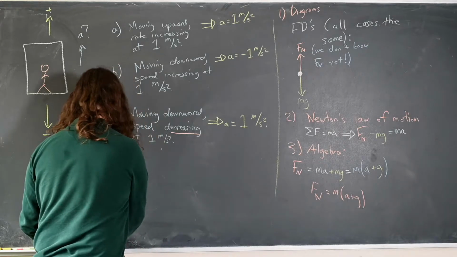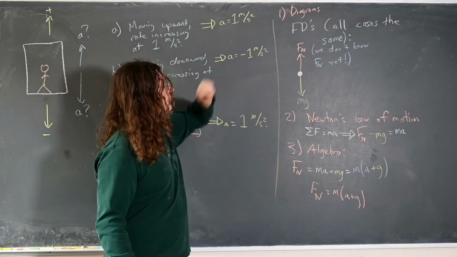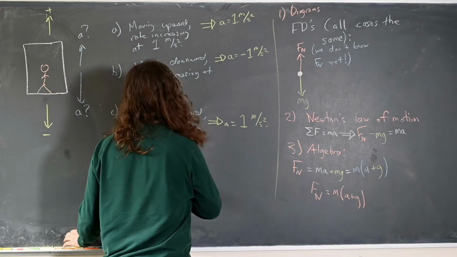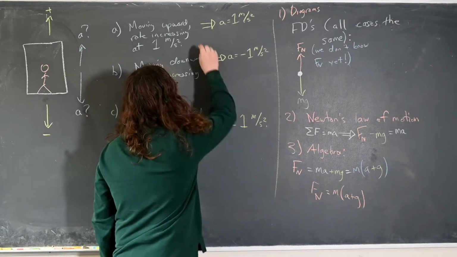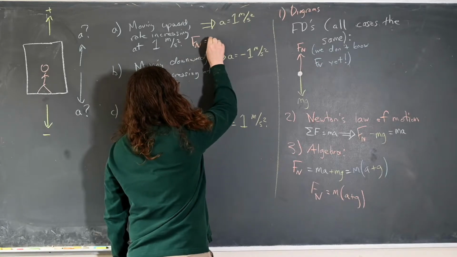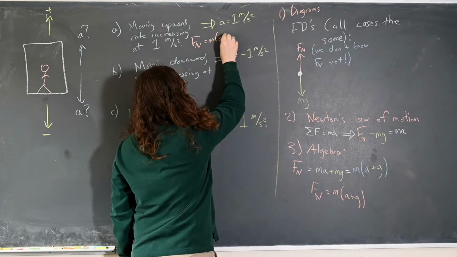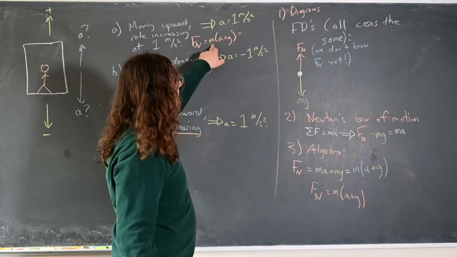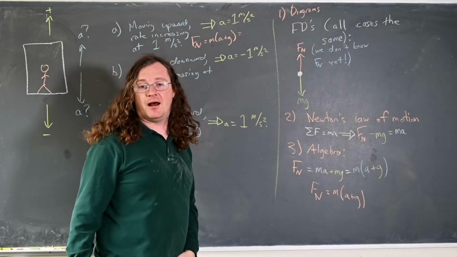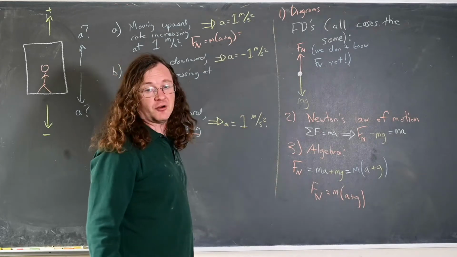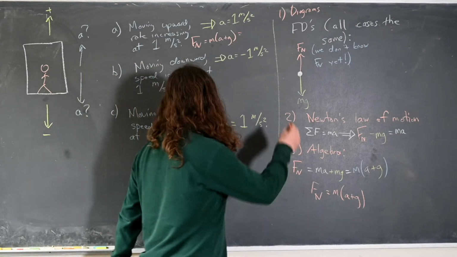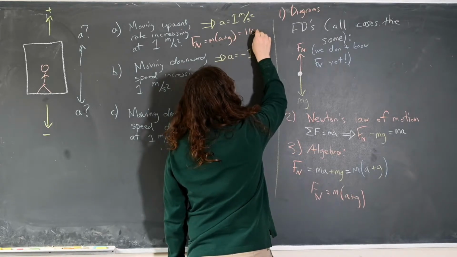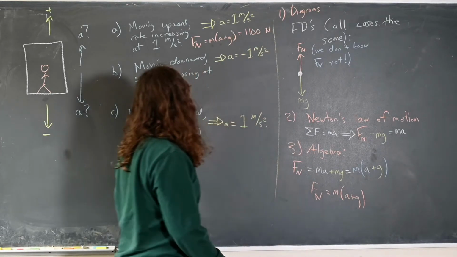So here, the top one, the acceleration is 1 meter per second squared. So, I want to use a different color. The normal force is m times a plus g. Mass is 100 kilograms, a is 1 meter per second squared, g is 10 meters per second squared. So the normal force is 1,100 newtons.